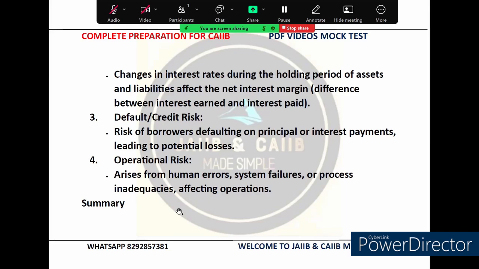Next we have default or credit risk. Credit risk is, as you already know, the risk that a borrower won't repay their loan, leading to losses for the bank. For example, if a customer takes out a loan but later faces financial difficulties. Then operational risk, which occurs from human error.